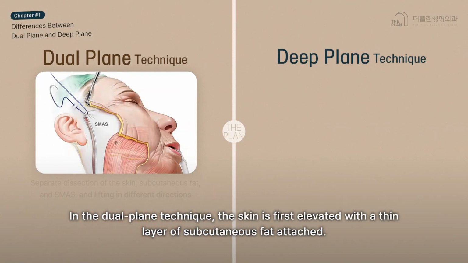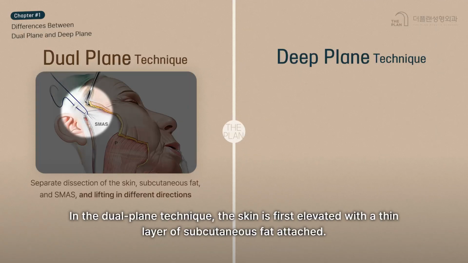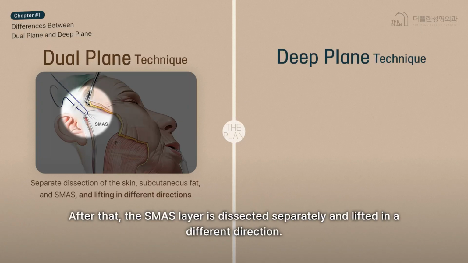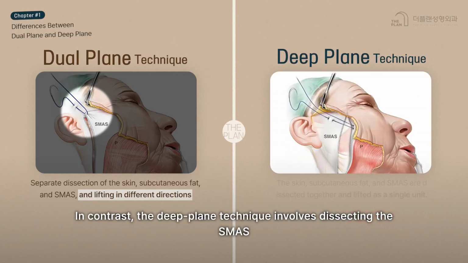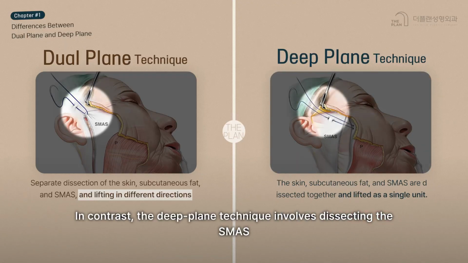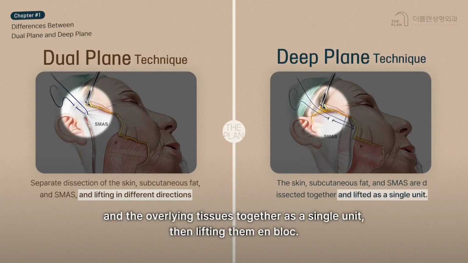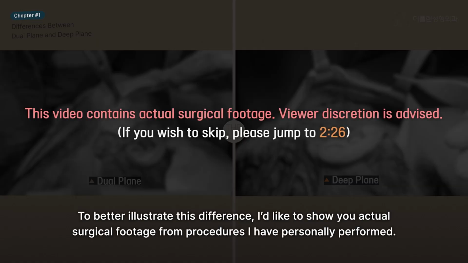In the dual plane technique, the skin is first elevated with a thin layer of subcutaneous fat attached. After that, the SMAS layer is dissected separately and lifted in different directions. In contrast, the deep plane technique involves dissecting the SMAS and the overlying tissues together as a single unit, then lifting them en bloc. To better illustrate this difference, I would like to show actual surgical footage from procedures I have personally performed.